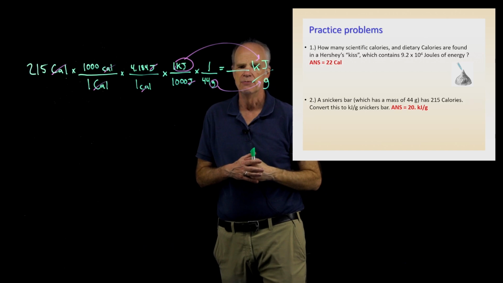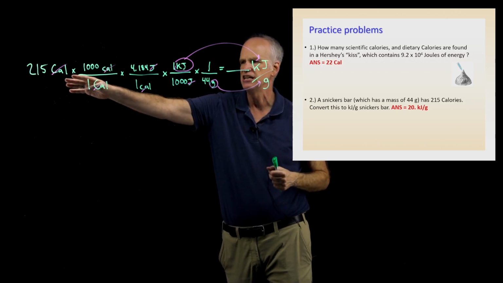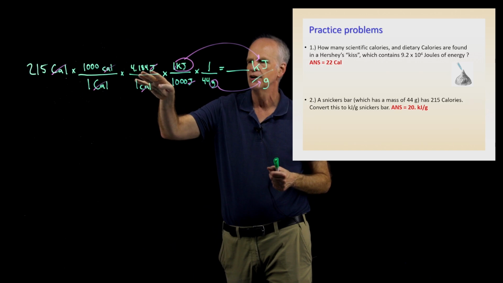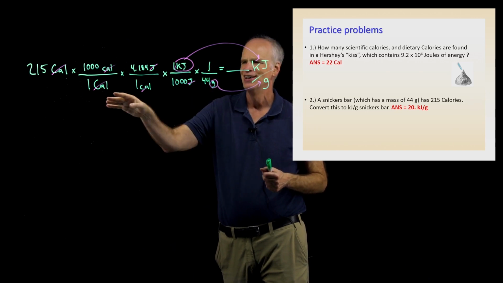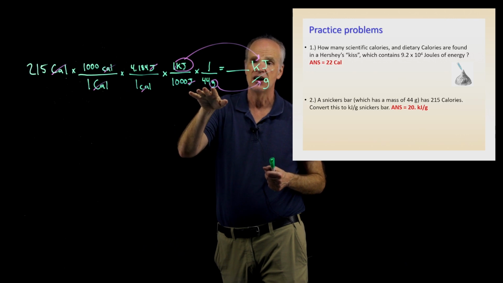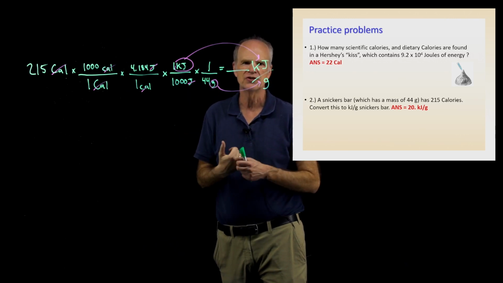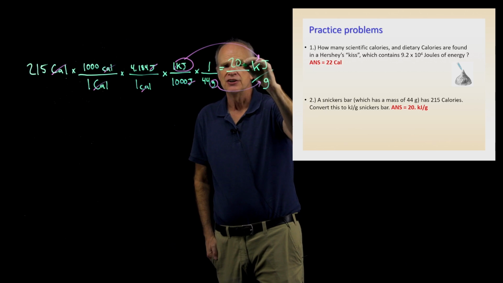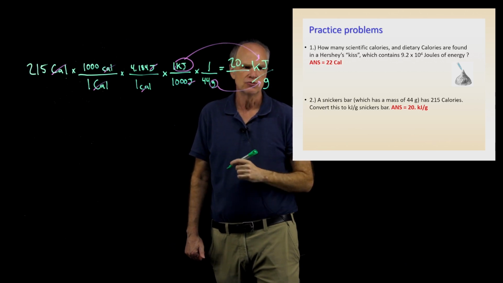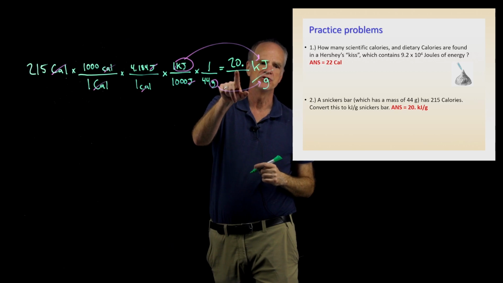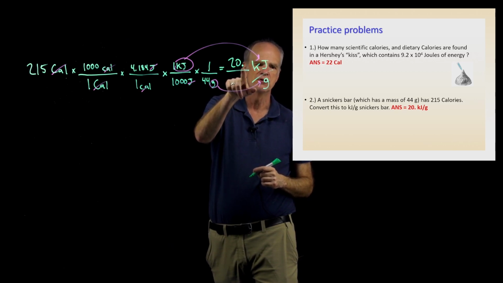The math would be 215 times 1,000 times 4.184 times 1 times 1, divided by 1, divided by 1, divided by 1,000, divided by 44. If you work that out and round to the correct number of significant figures, your answer should be 20 kilojoules per gram. This 20 has 2 significant figures, so I'm putting a decimal point there.